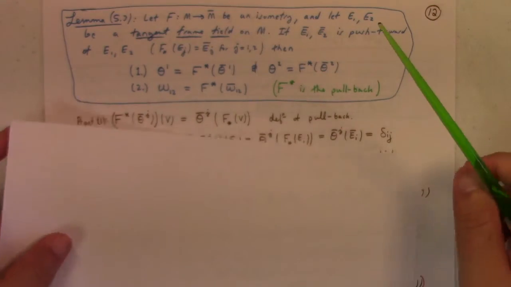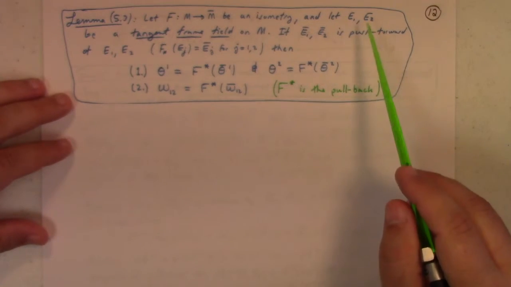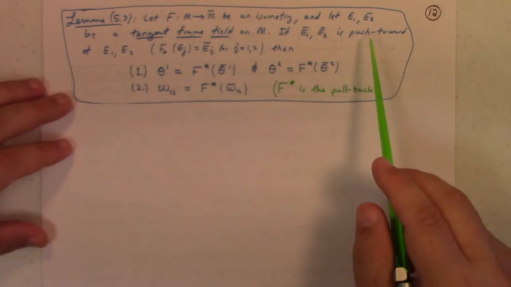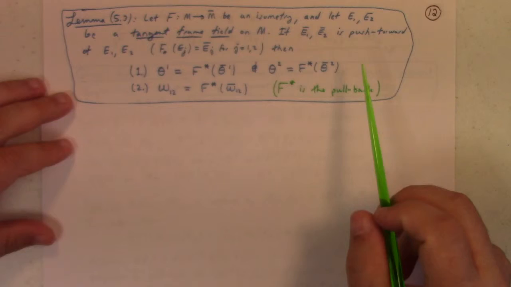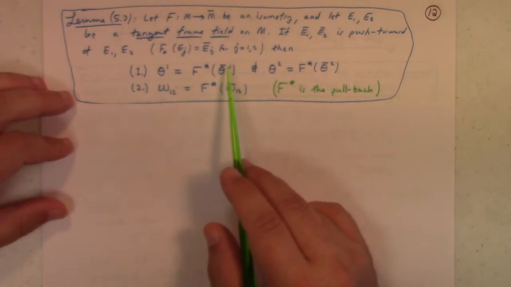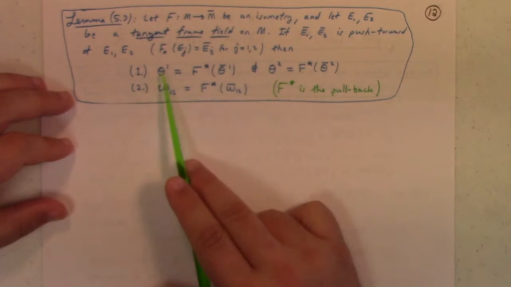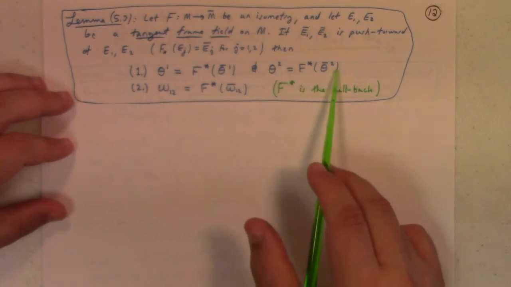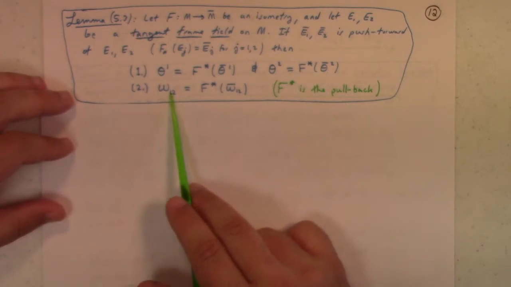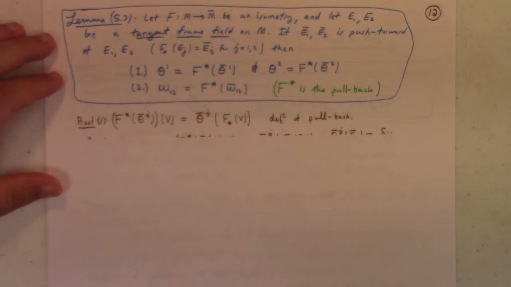Lemma 5.3. Let F be an isometry from M to M bar, E1, E2 the tangent frame on M, E bar 1, E bar 2 the push forward, or the transferred frame, on M bar. Then, check it out, the pullback of the coframe is the coframe. So the coframe on M bar pulled back is the coframe on M. And also the pullback of the 1-2 connection form on M bar is the 1-2 connection form on M. Well, that's just fantastic. So here's the proof.